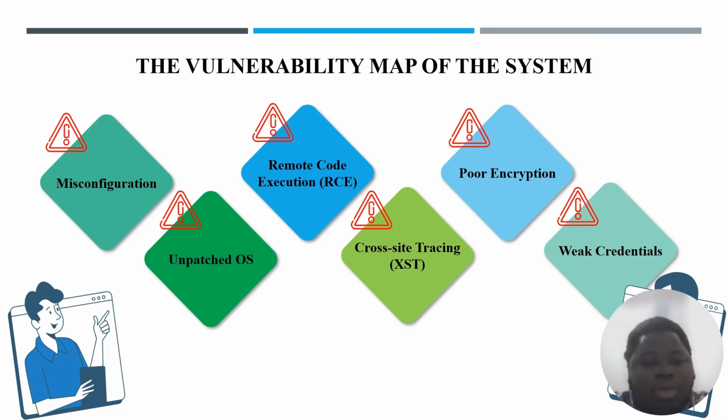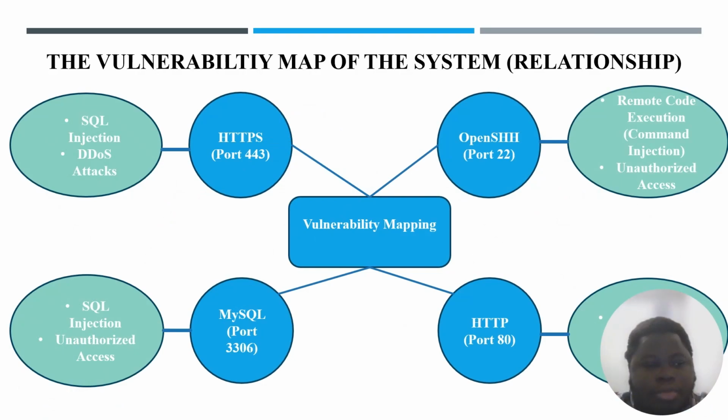Now that we know this, let's briefly look at some more relationships between the vulnerabilities and the system. We have the open port, that is the open SSH port 22. You can see there it has the vulnerabilities of remote code execution and unauthorized access. We also have HTTPS, which is port 443, and it has the vulnerabilities of SQL injection and DDoS attacks. These are just a few that we have to mention for the vulnerability map.